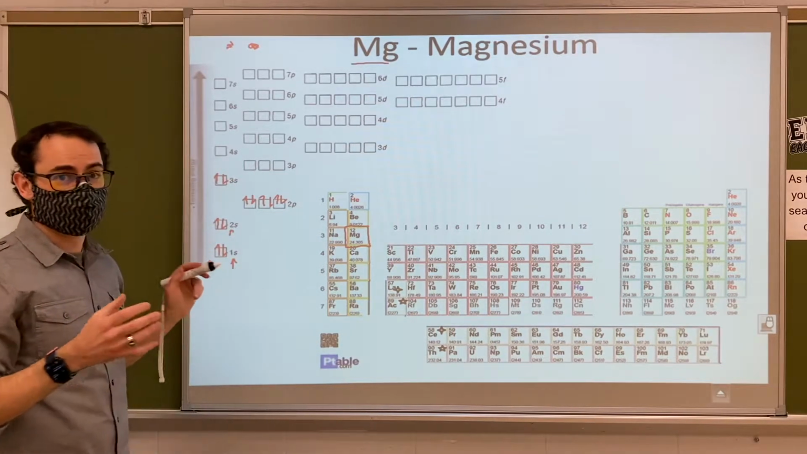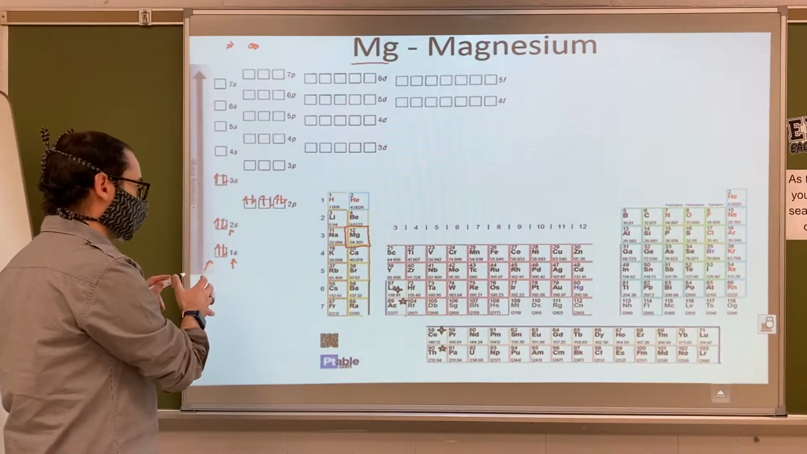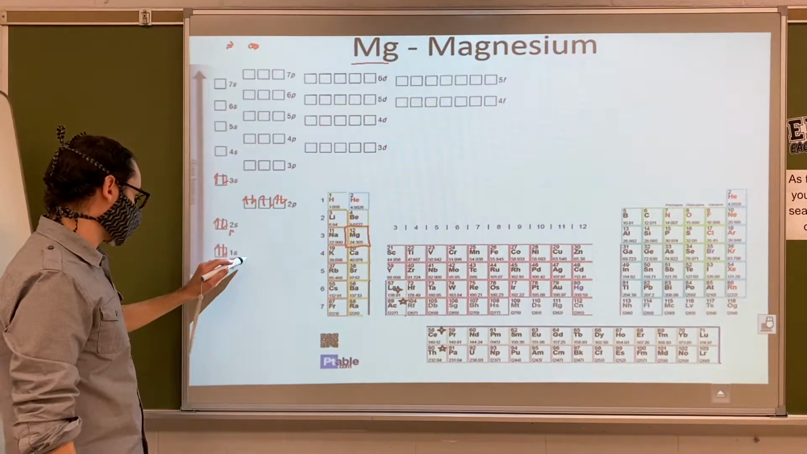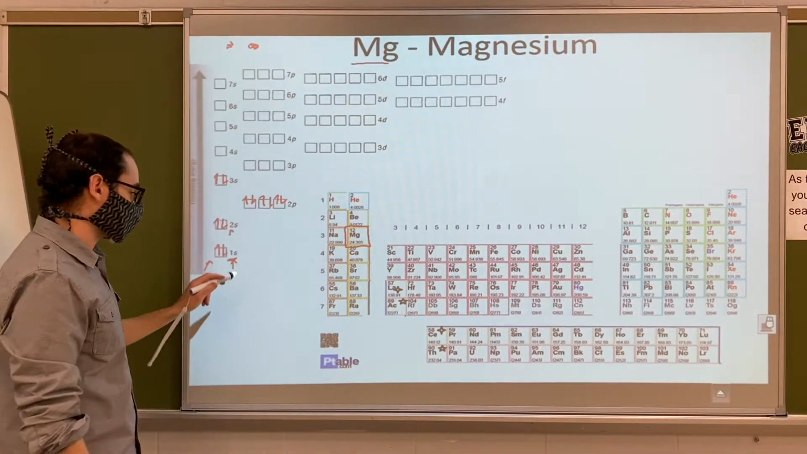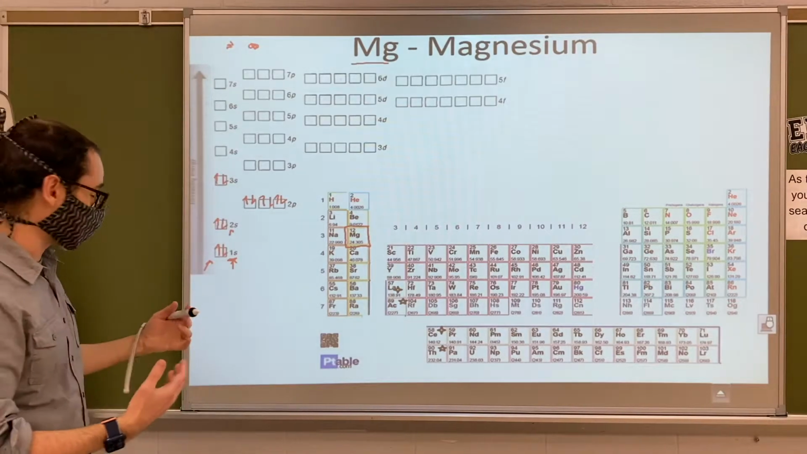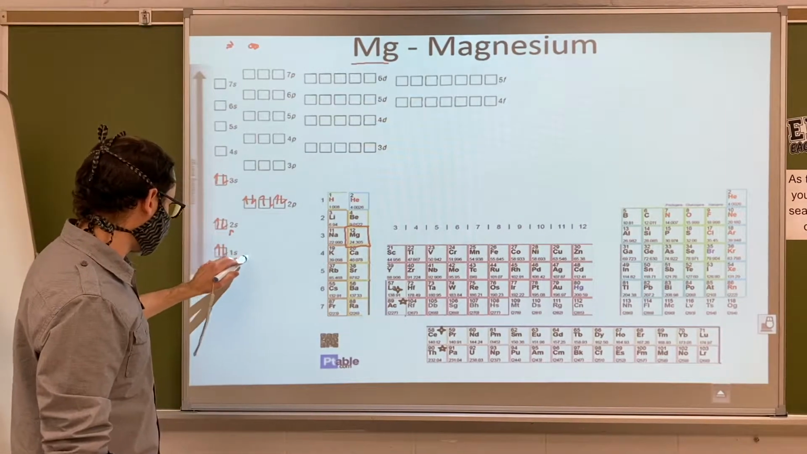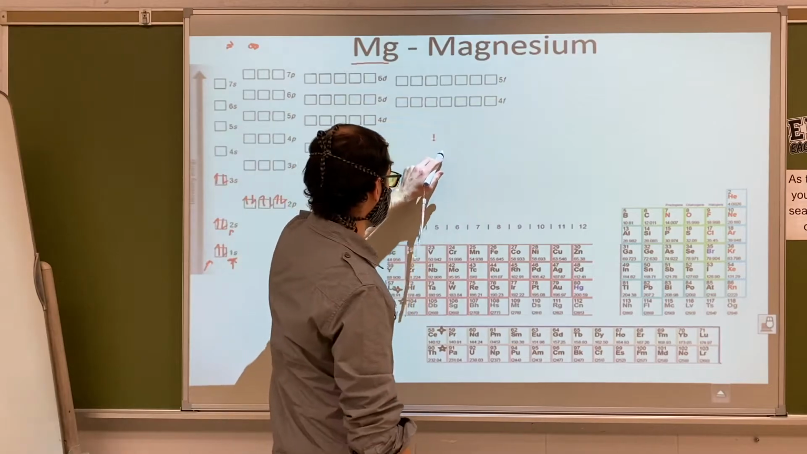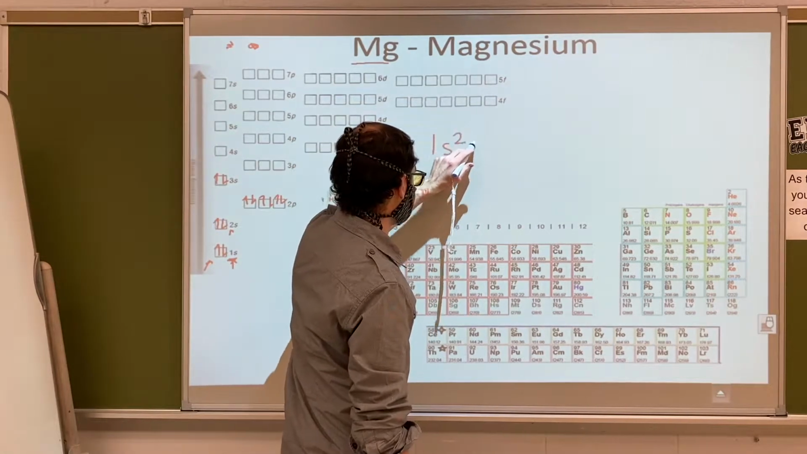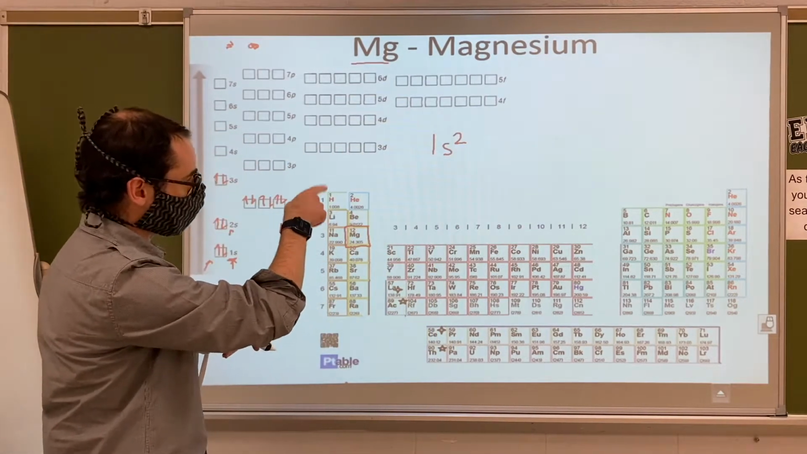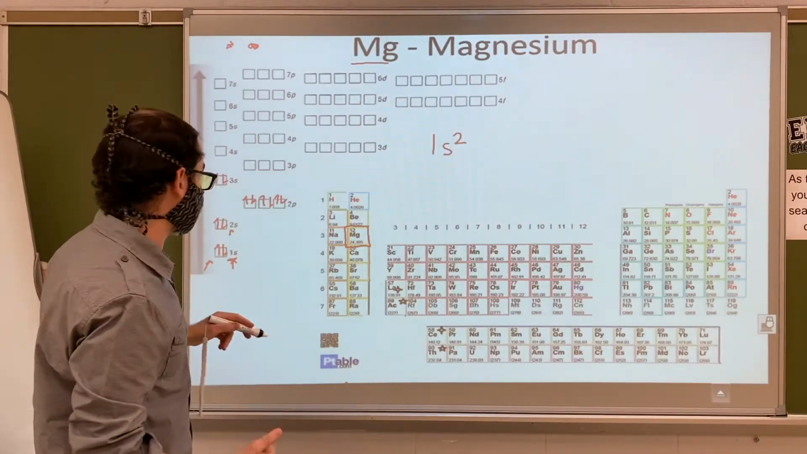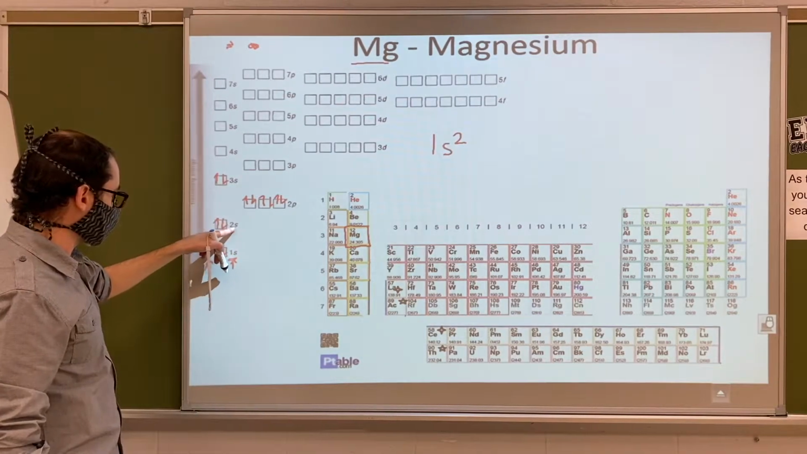Now we need to write this out. The way that we would write this out is we just take the numbers here and however many electrons are in the corresponding boxes. So for 1s, we only have 2 arrows, which are 2 electrons. So we would say 1s2, and the 2 is a superscript. And then the next one is 2s2.